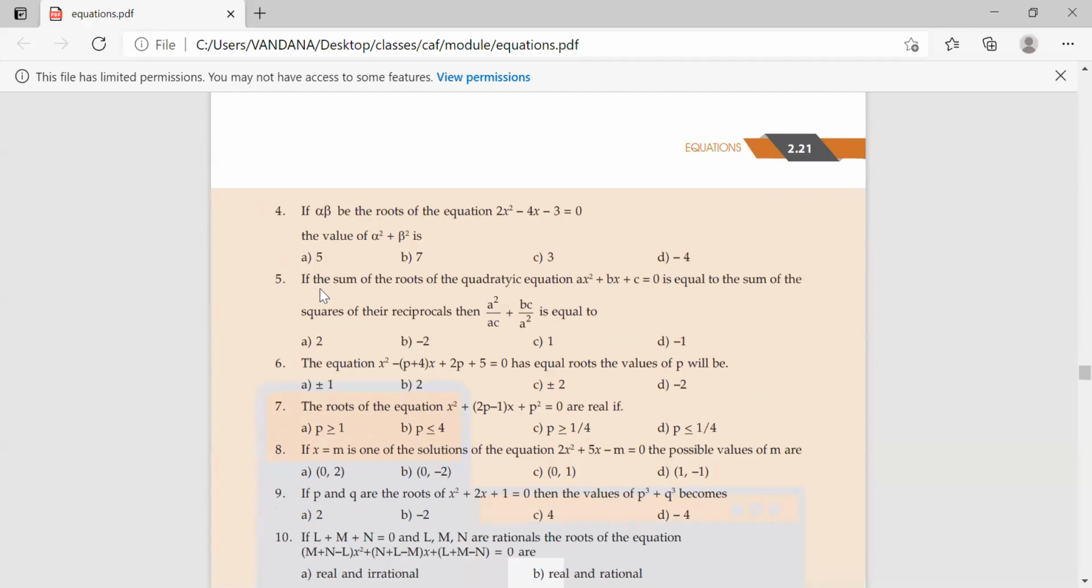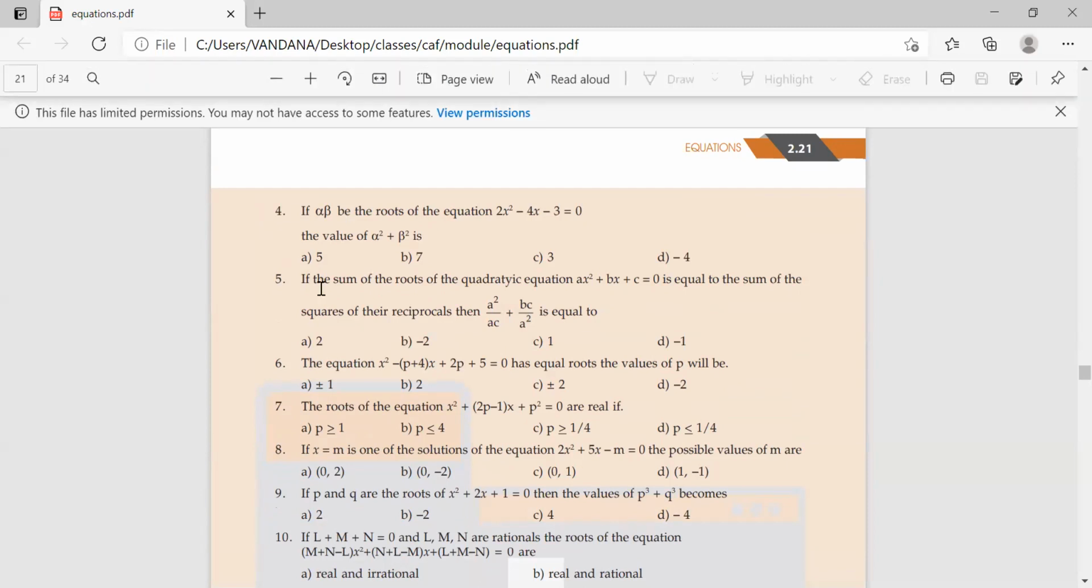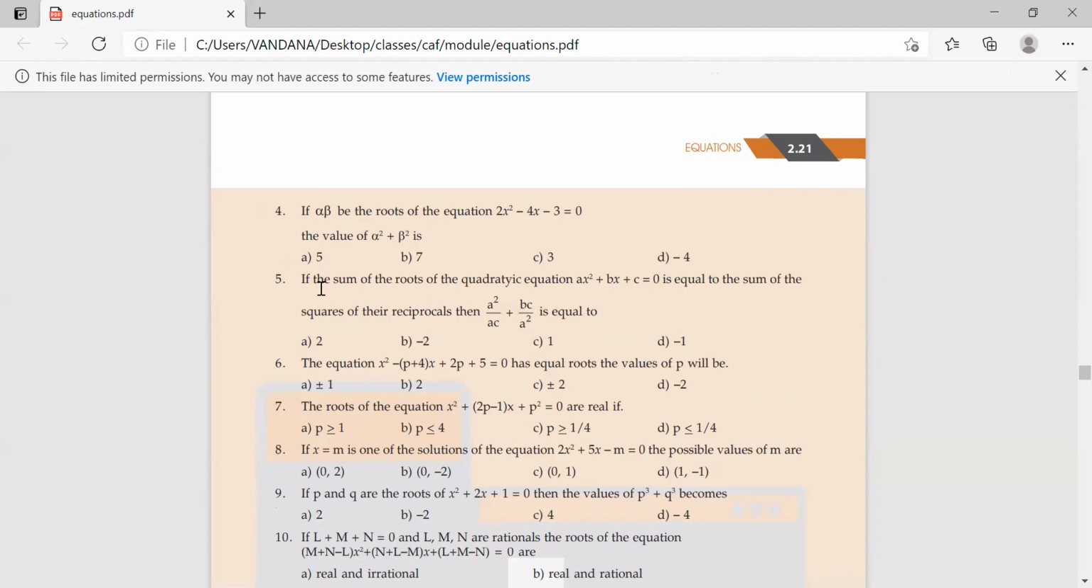Let us go to the next sum, fourth. If alpha, beta be the roots of the equation, then find the value of alpha square plus beta square. Now there are two ways. First, find the roots of this equation. Once you get the roots, then find out alpha square plus beta square.